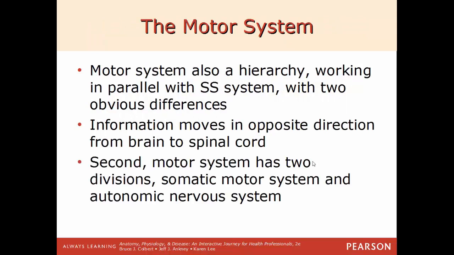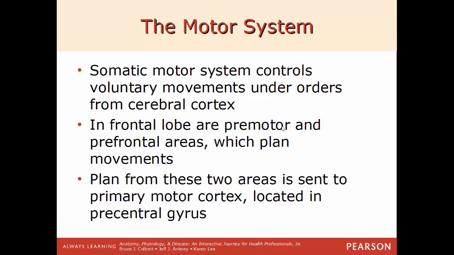All right, now we'll talk about the motor system. And the motor system is also set up in a hierarchy, working in parallel with the SS system, with two obvious differences. Information moves in the opposite direction, from the brain to the spinal cord, because whenever you're involving the motor system in general, you're involving movement. So information will go from the brain out to the rest of the body. Second, the motor system has two divisions: the somatic motor system and the autonomic nervous system. The somatic motor system will control voluntary movements under orders from the cerebral cortex.